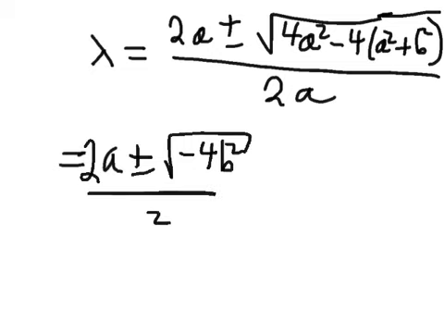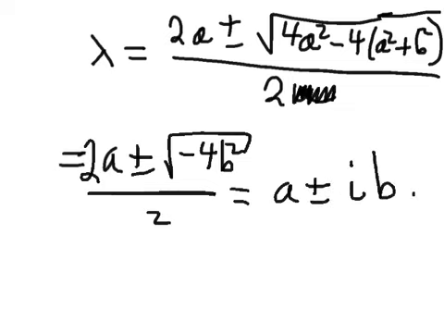Whoops, I made some typo here. Sorry, our coefficient over here should be 1. Don't know why it's not letting me erase, but this should be a 1 here, should not be an 8. Okay, so when you simplify this, you're just going to get a plus or minus i times b.